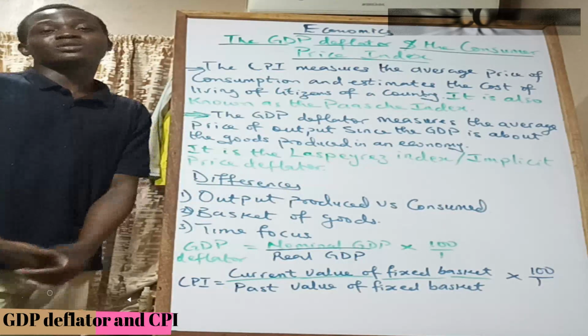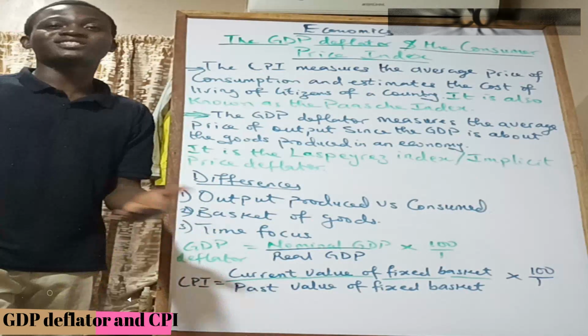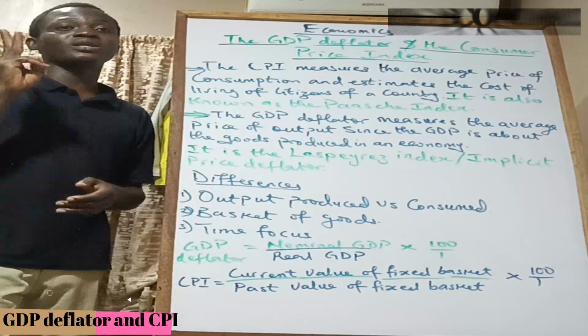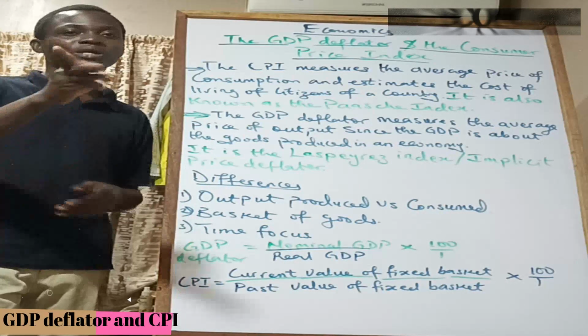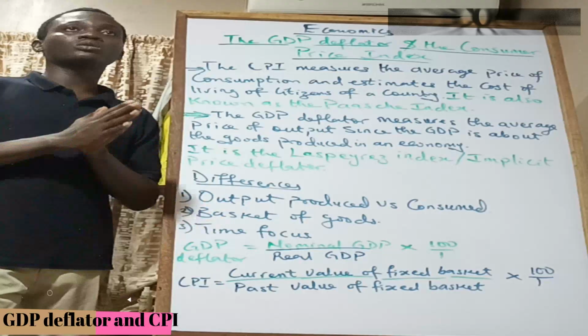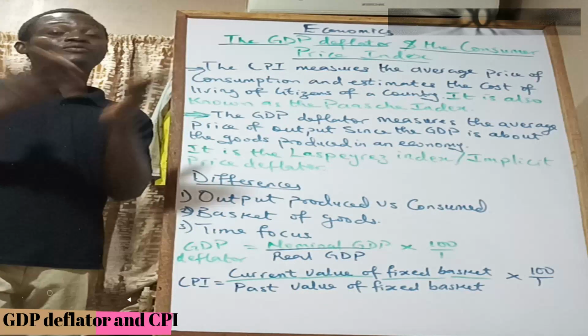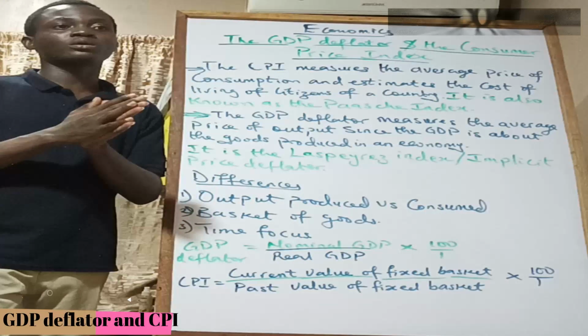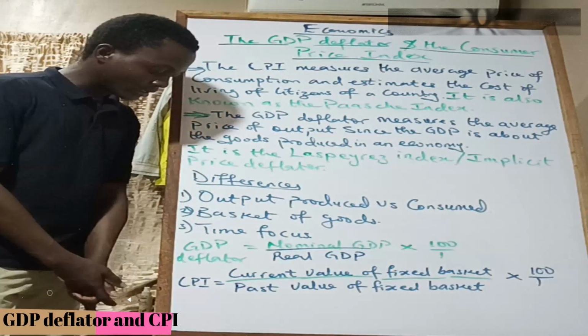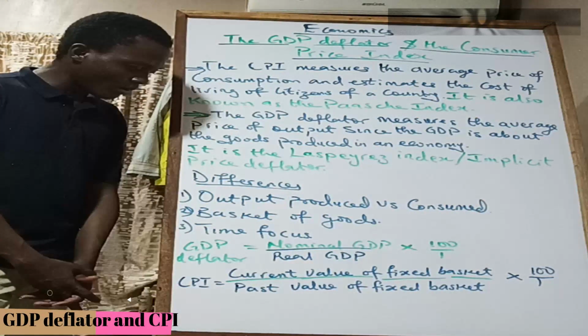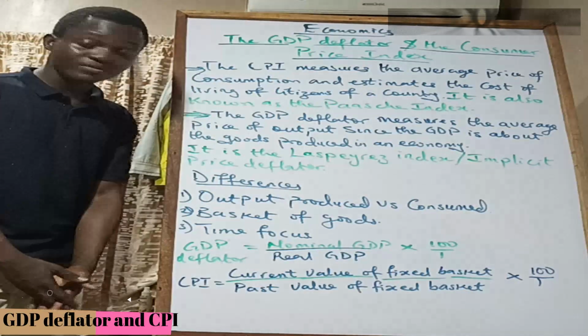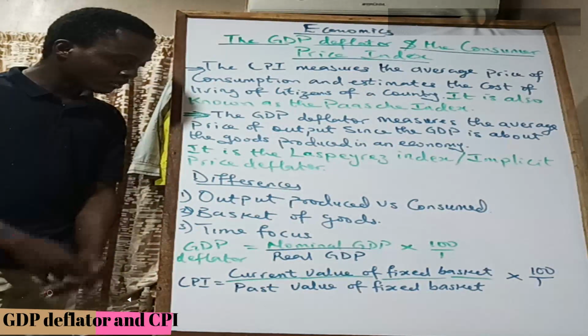There's a third one I've forgotten. I'm not supposed to forget, but I'm human. And so we could just research on that. There are three reasons why the CPI may not be a good indicator of inflation in the economy. So if you get the third one, you can just leave it in the comment section and that settles that.